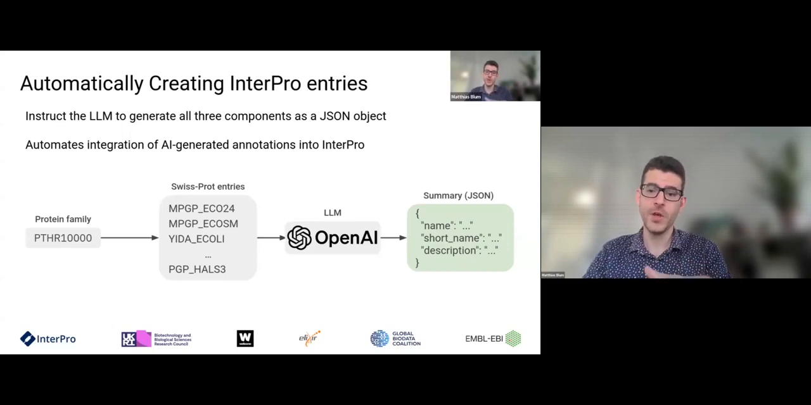This means that in theory, we will have an end-to-end pipeline that will take an annotated family and transform it into a fully described InterPro entry without requiring any human intervention in the middle. However, this introduced another problem. Yes, generating structured JSON ensures that we have all the necessary components, but InterPro has curation guidelines, and getting the model to consistently follow those constraints was more difficult than expected.